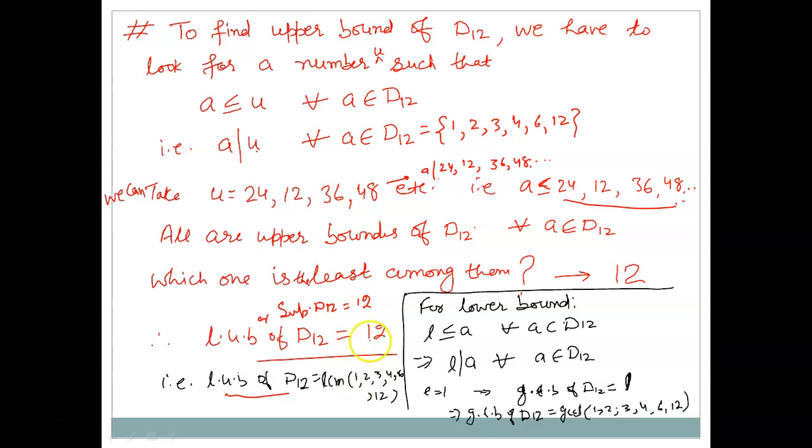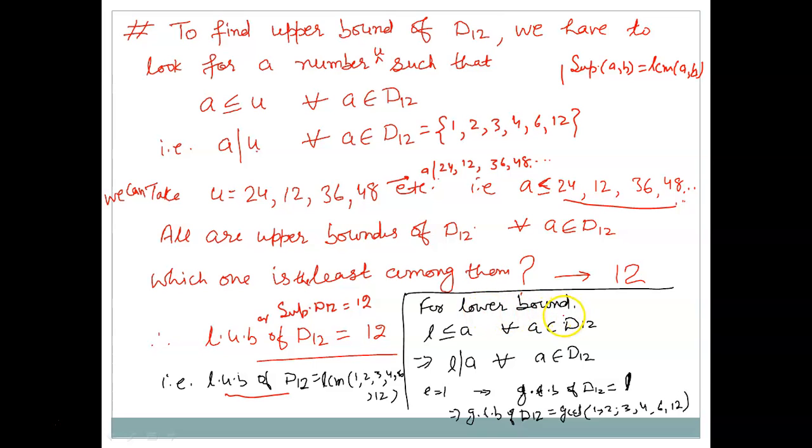And you can also say this 12 is the LCM of all these numbers, the least common multiple of all these numbers. So in this kind of partially ordered set, the supremum of two numbers A and B means the LCM of the two numbers A and B.